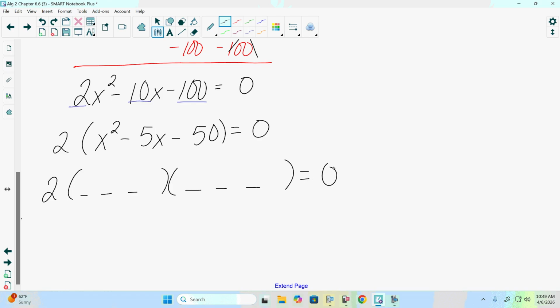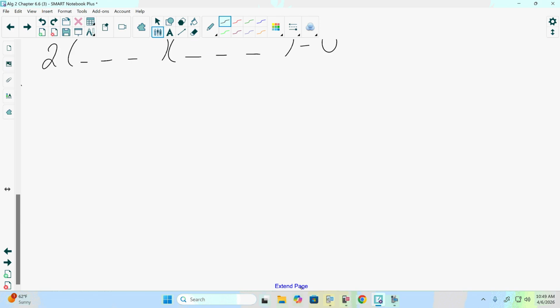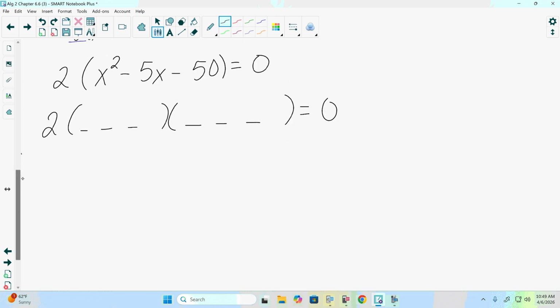Now, if we want to factor it, we'll have our 2 sets of parentheses with 3 spaces. Now we're going to find the signs. If the third term is positive, the signs are the same and match the sign of the middle term. If the third term is negative, the signs are opposite. Well, here our third term, negative 50, is negative, so our signs are opposite. One's going to be positive, one's going to be negative.